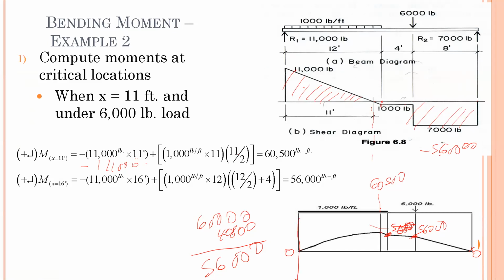So this is a positive value. So the positive value over here would have been 60,500. That is your maximum bending moment. Right? If I ask for your maximum bending moment, that would be your maximum bending moment. And where did it occur? Right here. Right here, so it occurs.